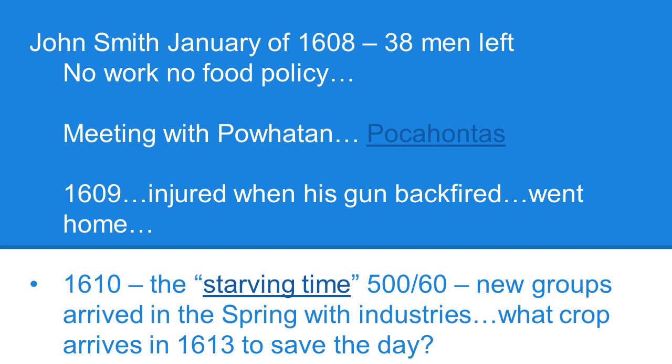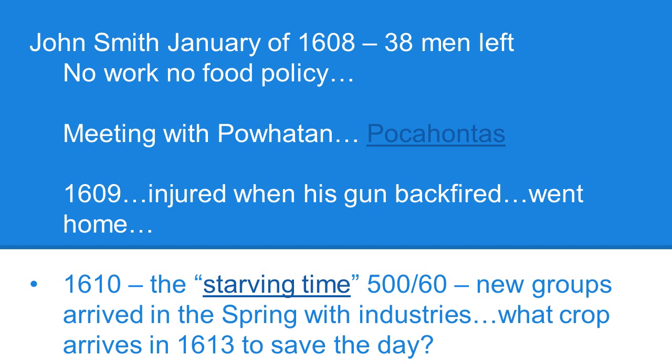So they weren't doing very well, as I said. And so by January 1608, they're not even there for a year. There's only 38 men left. And this is when John Smith shows up. John Smith was sent by the crown to check on what was happening in the new colony, bring supplies, things like that. And when he got to the new colony, he realized that the men had basically given up.